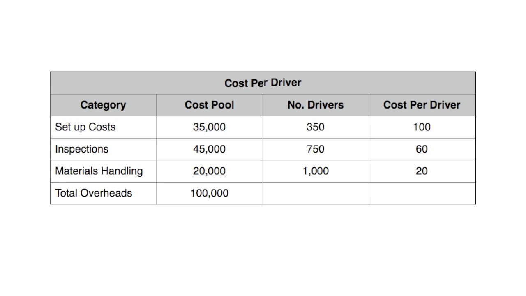So that's 35,000 divided by 350. Inspection costs, we've 750 inspections and a cost pool of 45,000. 45,000 divided by 750 gives us 60. And materials handling, we've a cost pool of 20,000. The total number of handling of the items is 1,000, and that gives us a cost per driver of 20.